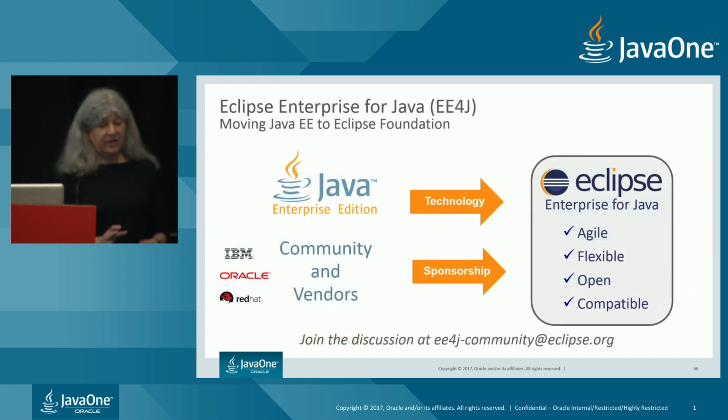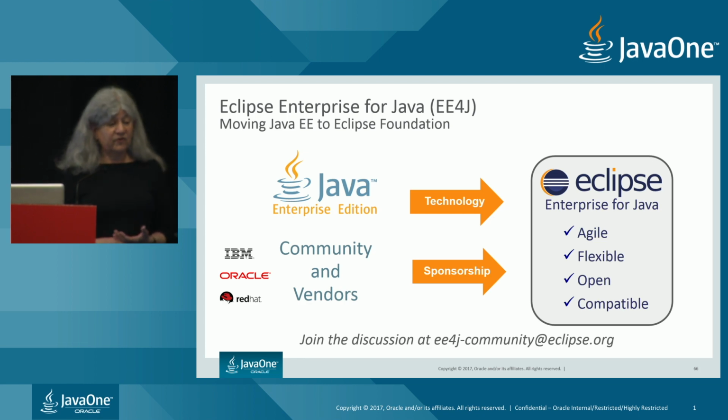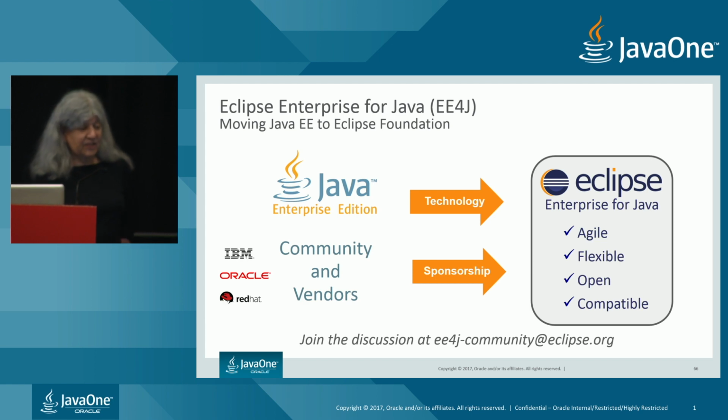Okay, so where are we going? Well, where we are going is to Eclipse. So as you may well have heard, we're moving Java EE to the Eclipse Foundation. I believe that the name of this is EE4J, at least that was the latest that I heard. And we have the great support of IBM and Red Hat in this move. We approached them first, just to validate that this was the right direction, and we got very strong agreement here. We think that this will lead to a more agile and flexible development process, more open.